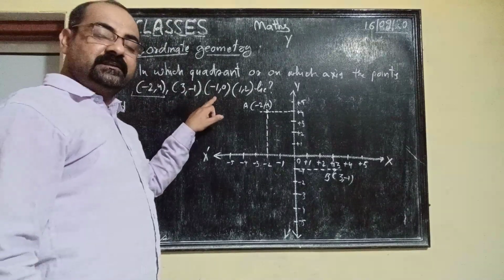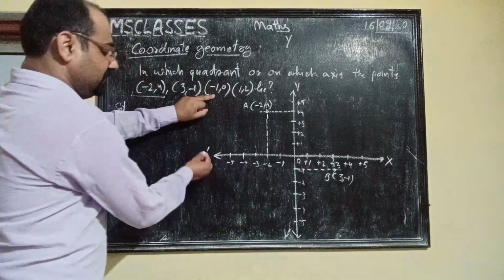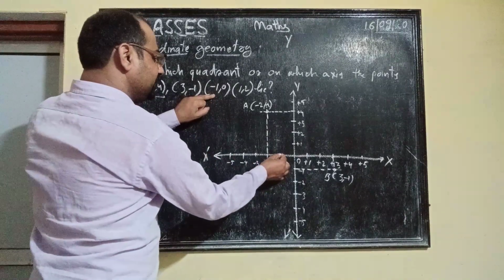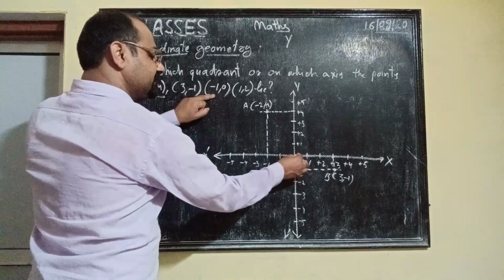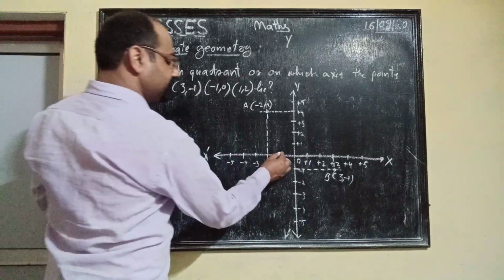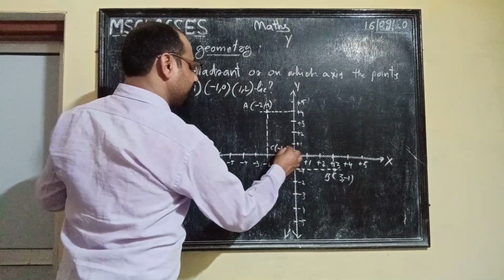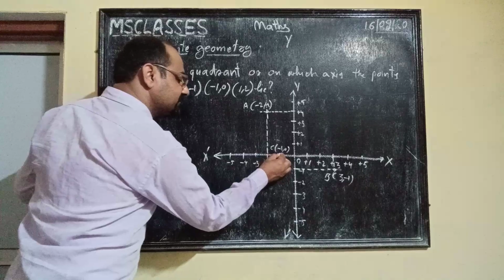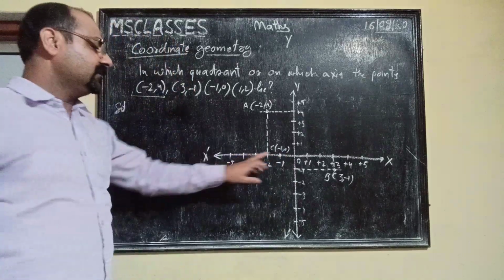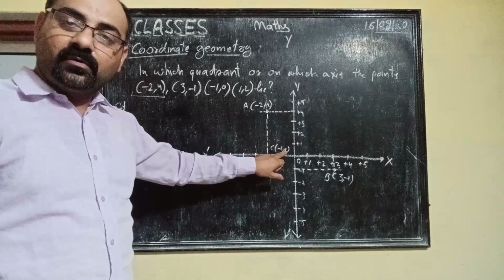Now the third point is C. The value of x is minus 1. So you see the value of x minus 1 is here, and the value of y is 0. So this point itself is C, and the coordinates of C are minus 1 comma 0.